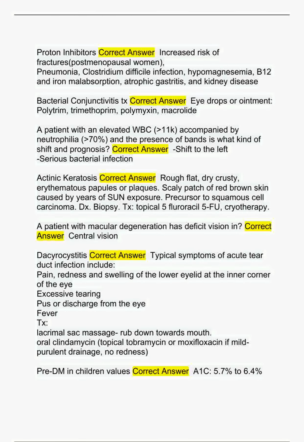TX. Lacrimal sac massage, rub down towards mouth. Oral clindamycin, topical tobramycin or moxifloxacin if mild. Purulent drainage, no redness. Pre-DM in children values. Correct answer, A1C 5.7% to 6.4%.